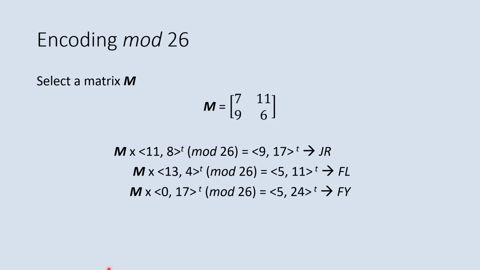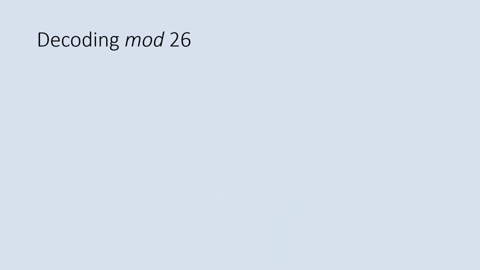And so doing all of these calculations mod 26, we see that linear becomes JRFLFY. So each block of letters depends on the letter that's beside it in that corresponding block to determine what it becomes. So the encoding, we multiply by this matrix, and the vector is transformed into another vector, and that vector then is converted back to letters, and that is our encoding process.